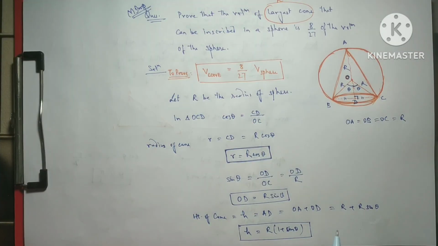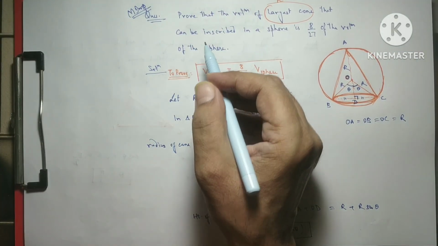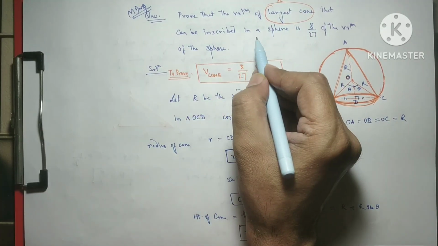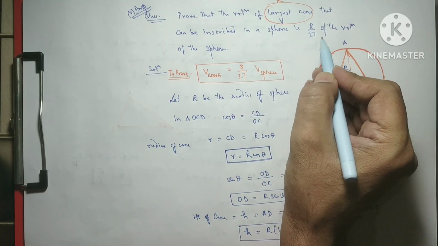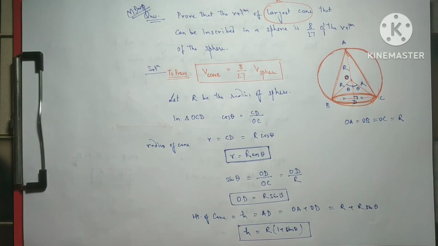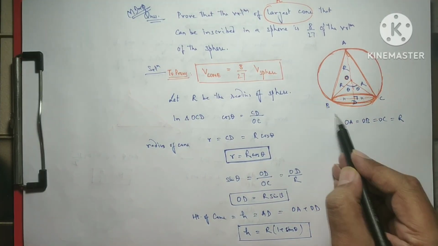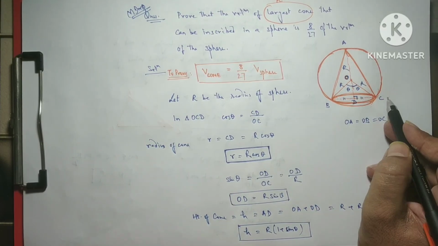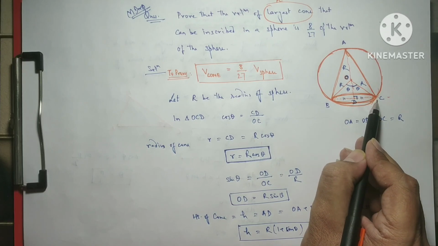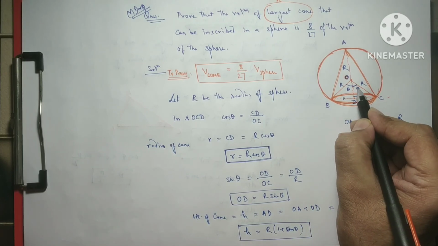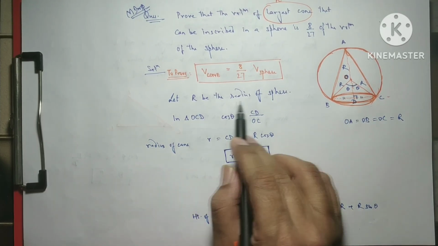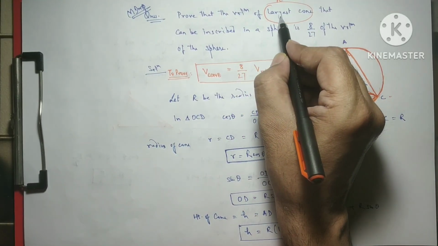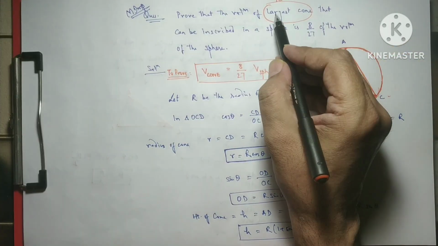So we have a new question. Prove that the volume of the largest cone that can be inscribed in a sphere is 8 over 27 of the volume of the sphere. So we have a sphere, this one, and we draw a cone ABC, and the radius of the sphere is R, and this forms angle theta with OD. So R is the radius of the sphere, and we want the largest cone. The volume of the cone should be largest. So it is our proving condition.